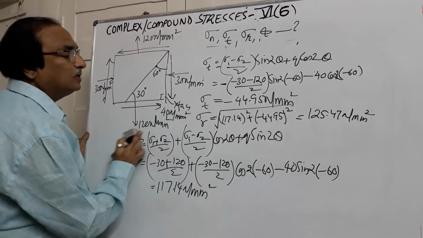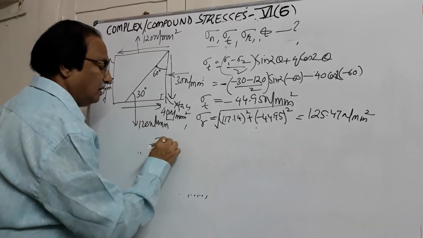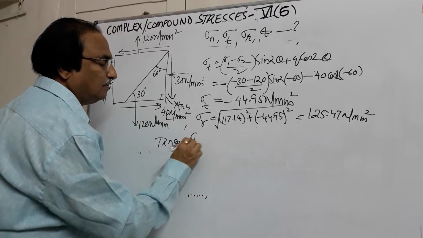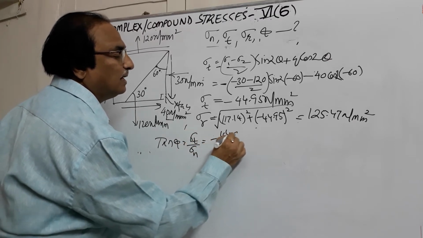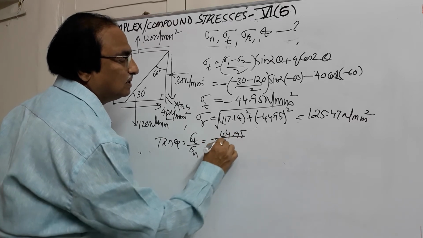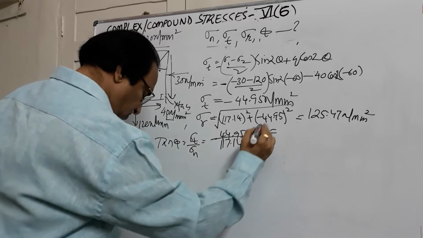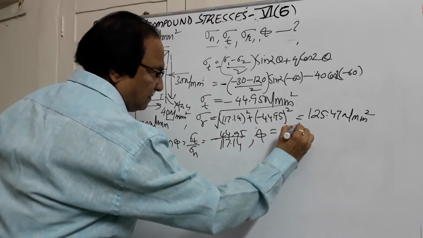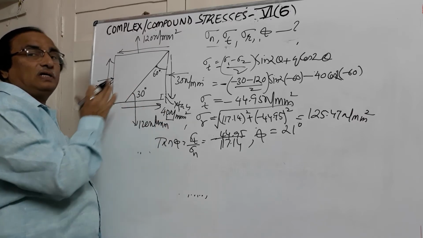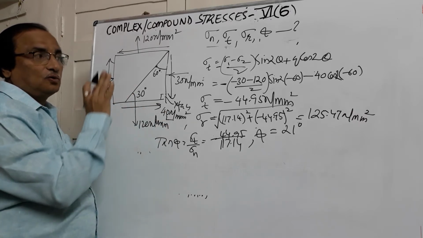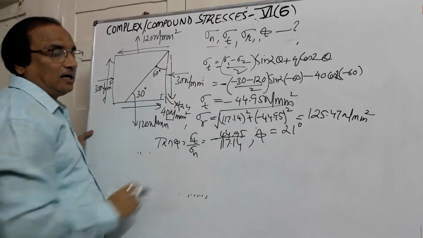And obliquity is given by tan phi is equal to sigma t by sigma n. So this will be equal to minus 44.95 divided by 117.14. You get the value of phi is equal to 21 degrees. This is one part of the problem which we have done in earlier videos to find out normal stress, tangential stress, resultant stress and angle of obliquity.